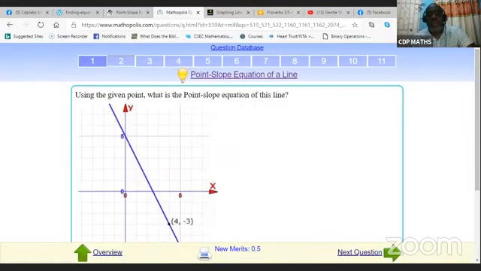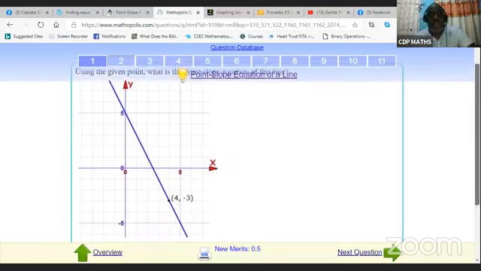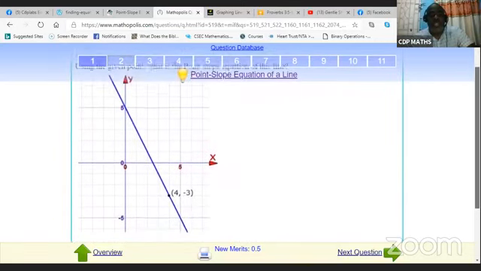All right. Using the given point, what is the point slope equation of this line? We're not showing the answer yet. Work it out. I'll just give you one example. Try this one now. Using the given point, what is the point slope equation of this line?